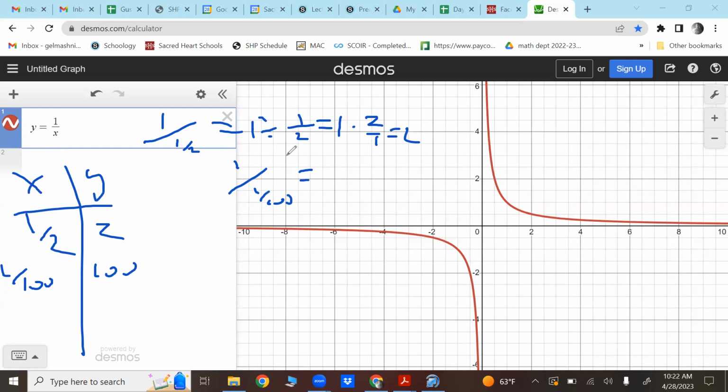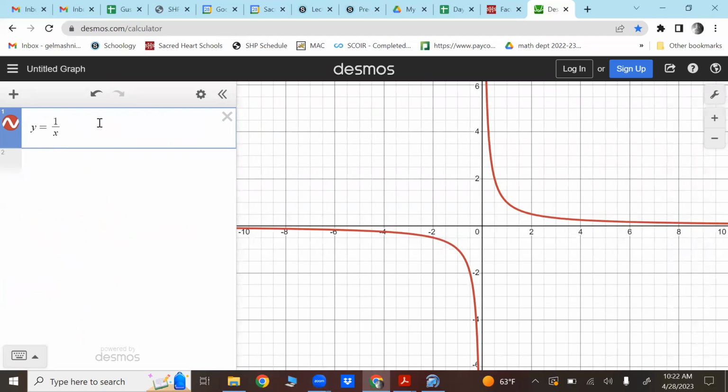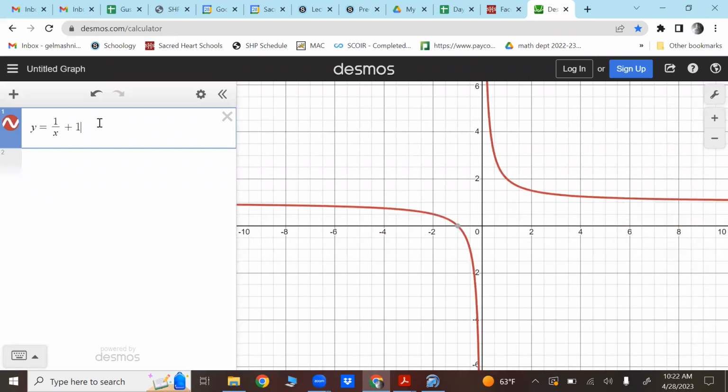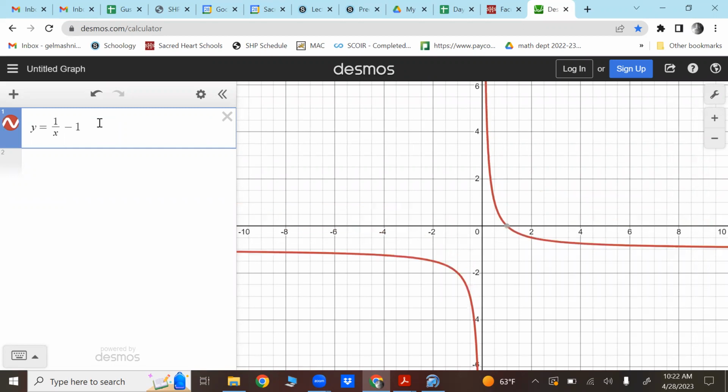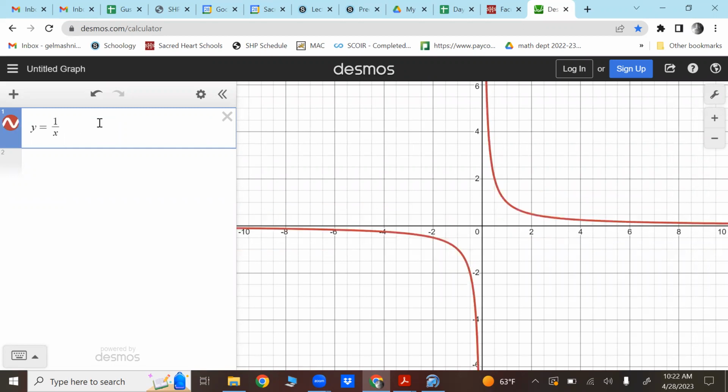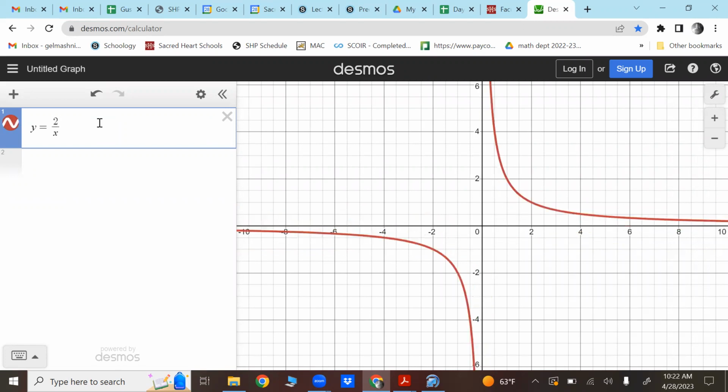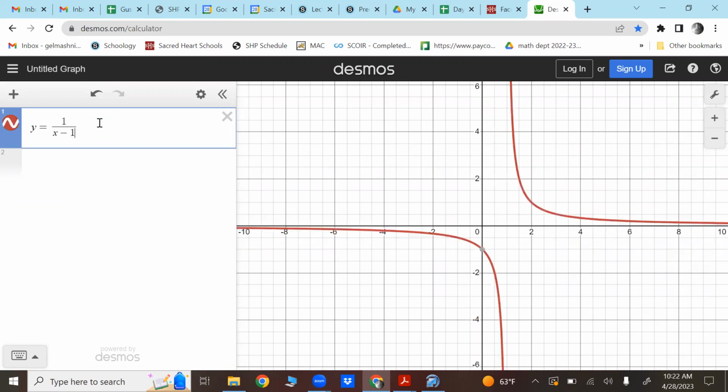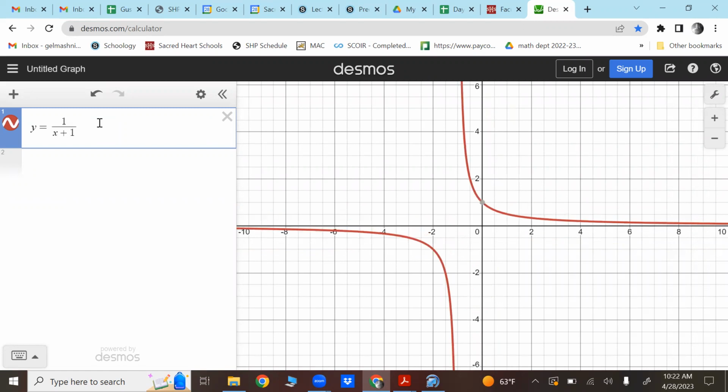And this is the parent function, by the way. So then you could see that if I were to put a +1, what do you think is going to happen when I put a +1? You shift it up 1. What if I change it to a -1? Shift down 1. Or what if I put a negative out here? Flips. What if I put a 2 here? Stretches. What if I put a -1 on the inside? Goes right. Goes left. It's all the same stuff we've been doing previously. But the asymptotes are going to be a big deal because asymptotes set the foundation for the graph.